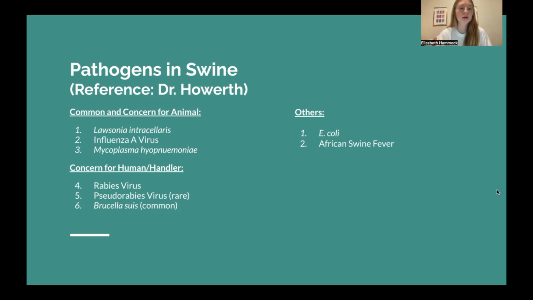First off, we'll start talking about common pathogens that are a concern for the pig, and this would be Lawsonia intracellularis, influenza A virus, and Mycoplasma hyopneumoniae. Pathogens that are more of a concern for the handler that she had mentioned were rabies virus, pseudorabies virus, which is more rare, but still a big concern if it were contracted, and Brucella suis, which is a more common one. Other pathogens that we did not mention with Dr. Howarth, but we saw in research, were E. coli and African swine fever.